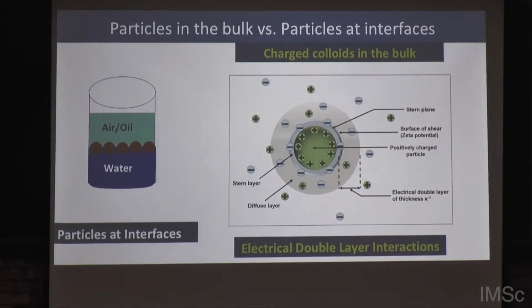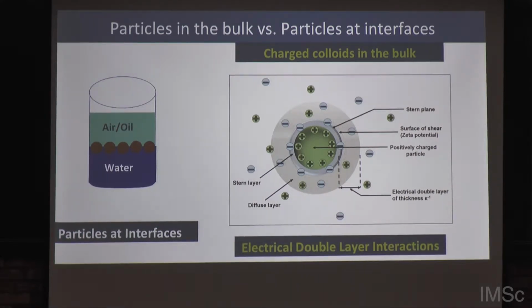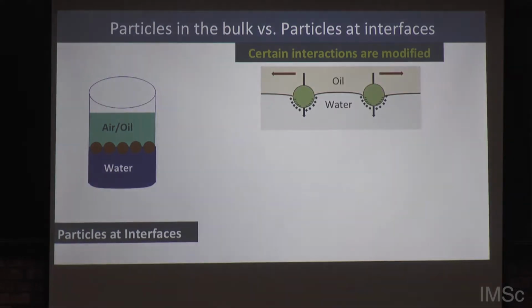Now, what happens when you put a particle at the interface? This is in the bulk. The moment you put this particle at the interface, only a part of the particle is in contact with water, so dissociation happens only on one side. You can think about this like a dipole, because there is, in this case, a negatively charged particle, and corresponding positively charged ions in solution. That forms a dipole, and there is a dipole repulsion, compared to the electrical double layer repulsion in the bulk.